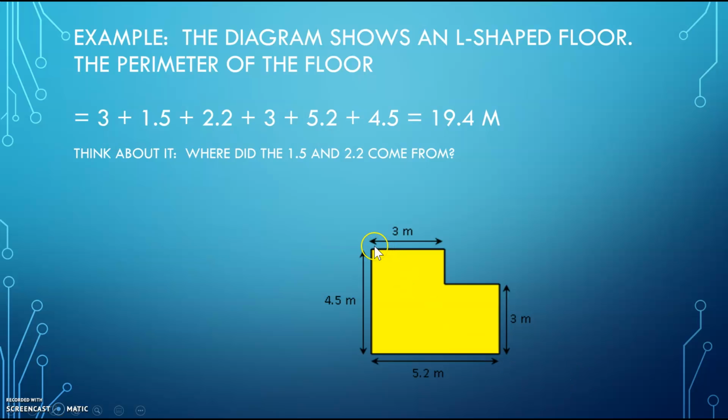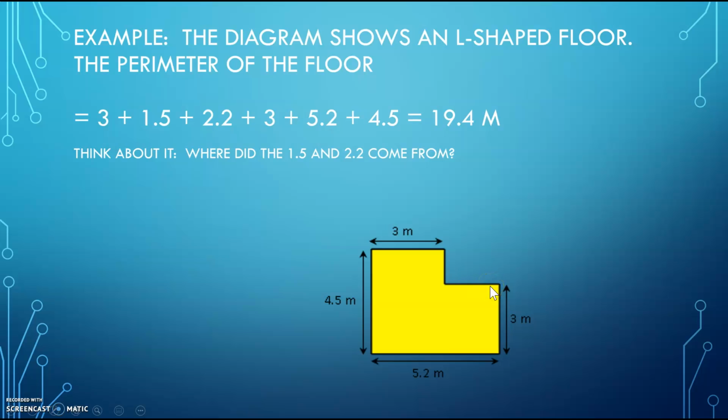So if we measure all the way around here, I have 3, and there's a missing length right there that we're going to need to calculate, and there's a missing one there. That's going to be our trick. I think it's very easy for people to say, oh, perimeter, let me add the 3, and the 4.5, and the 5.2, and the 3. But let's not forget these two.